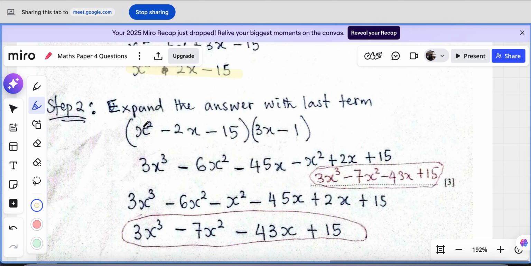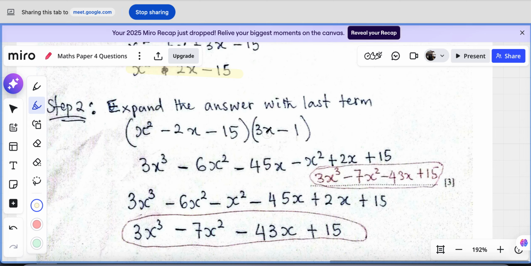Step 2. We say x squared minus 2x minus 15, close the bracket, open another bracket, 3x minus 1. So I'm going to take this 3x to multiply the whole of this, and then I'll take this minus 1 to multiply also the whole of this. So at the end of the day, I will get 6 terms in my first expansion.